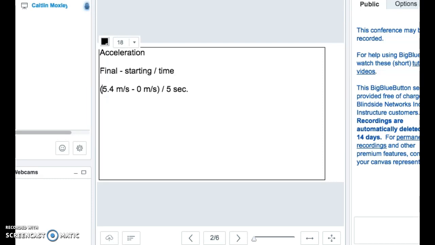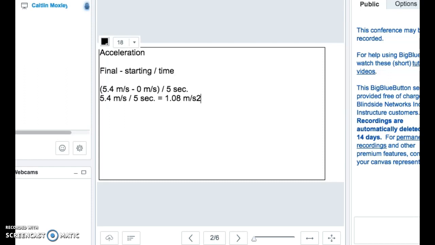Okay, so let's come down and let's just do 5.4 meters per second divided by 5 seconds. So all I've done is reduce the equation just to kind of condense it and clear it up for you guys. 5.4 meters per second divided by 5 seconds, if you've got your handy calculator out, gives you what? That would be 1.08 meters per second squared.